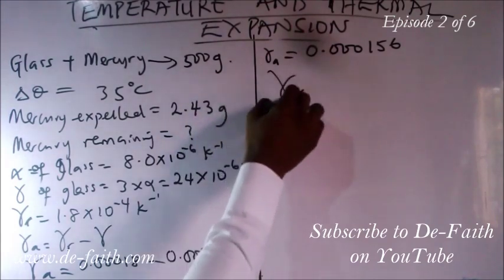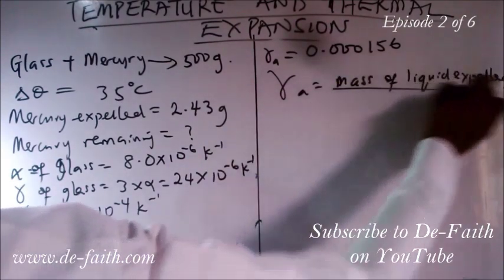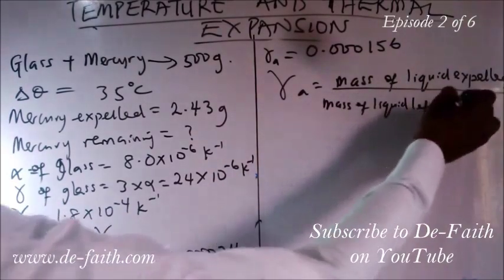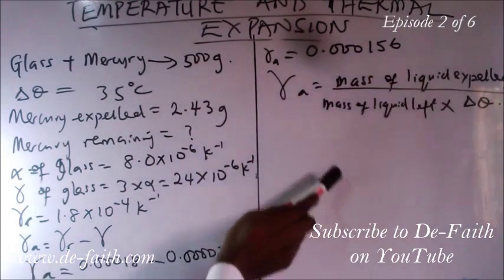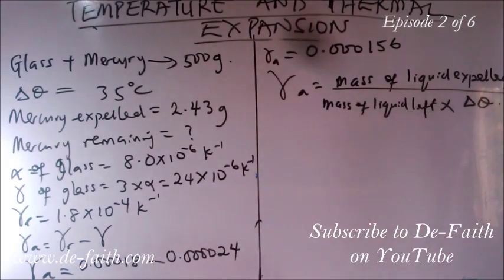Now there's a formula that relates this, where the apparent cubic expansivity is equal to mass of liquid expelled over mass of liquid left times the temperature rise. This formula is basically for apparent cubic expansivity. There is another formula that still has this, whereby we will talk about volume of liquid expelled over volume of liquid left times change in temperature. So it depends on the parameter we're given. If we're given volume, we use volume. If it is mass, we use mass.